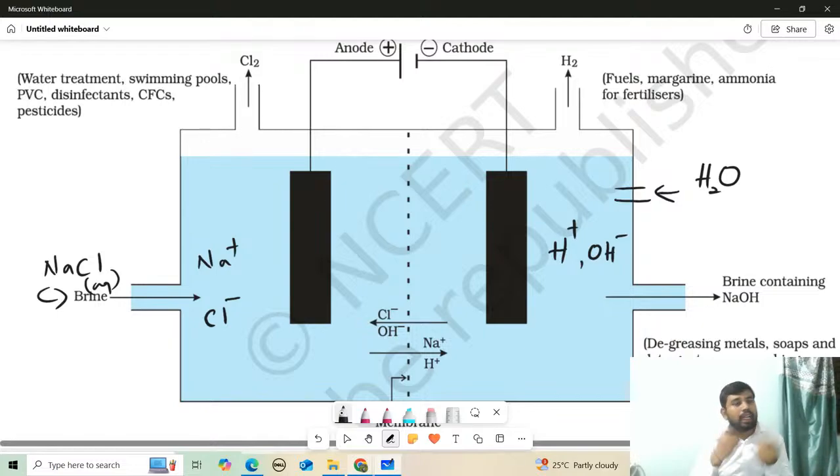After that you can't dissolve NaCl. Whatever NaCl we added, we keep on adding the NaCl, and after a certain time, what happens? Then no more salt is going to dissolve. That condition, that solution, is called a saturated solution.